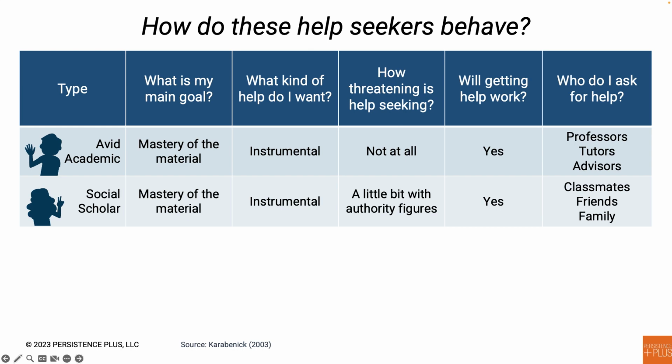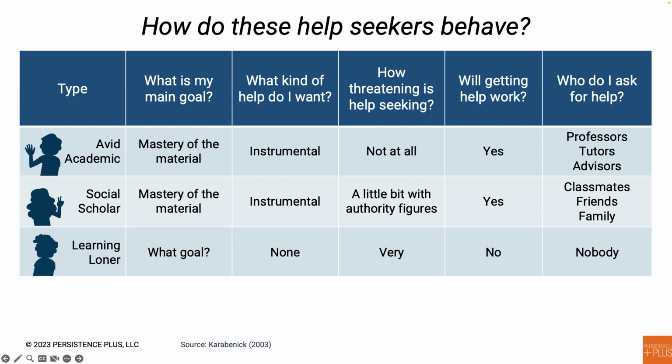But another really important type of help seeker is the social scholar, who is very similar to the avid academic in their goals and their outlook. They just tend to be a little intimidated by authority figures or those formal help-seeking sources. So they tend to rely on classmates, friends, family for help more so than official sources. And in many cases, this can be fine. They can do very well with this until they run into a situation where they really have to go to a formal help source, or they're just not going to be able to succeed. And then they are going to need some type of motivation intervention.